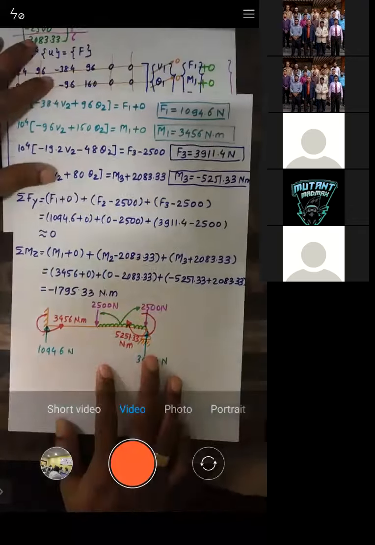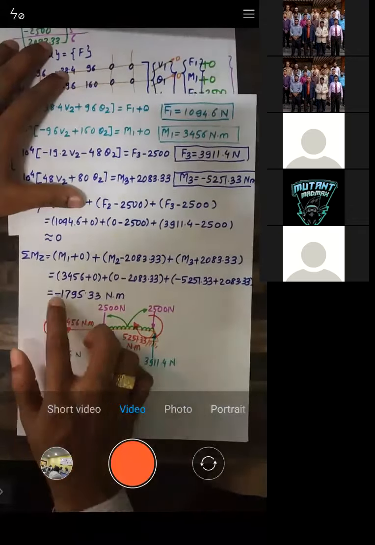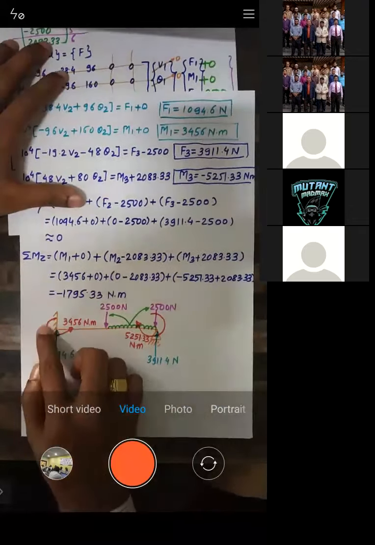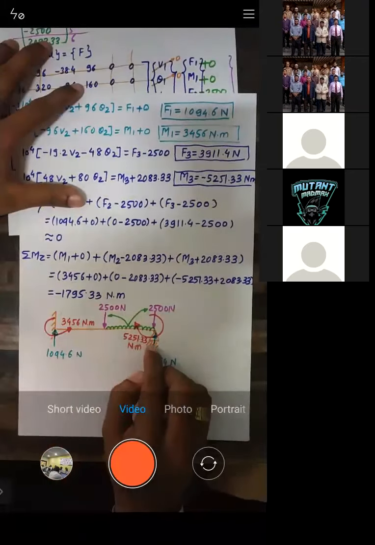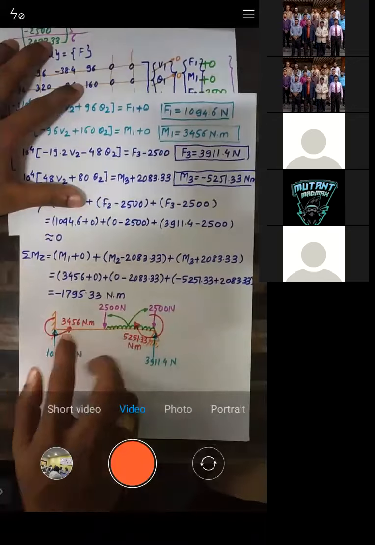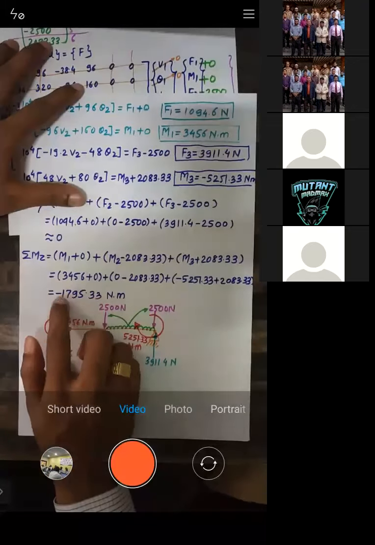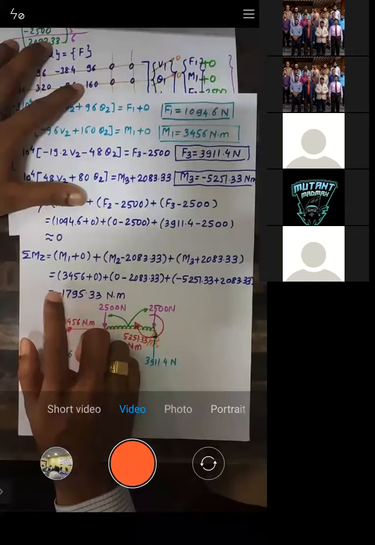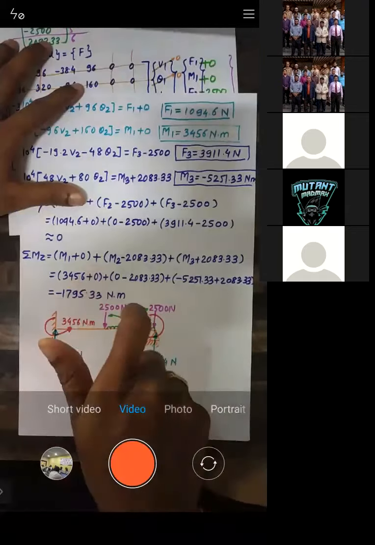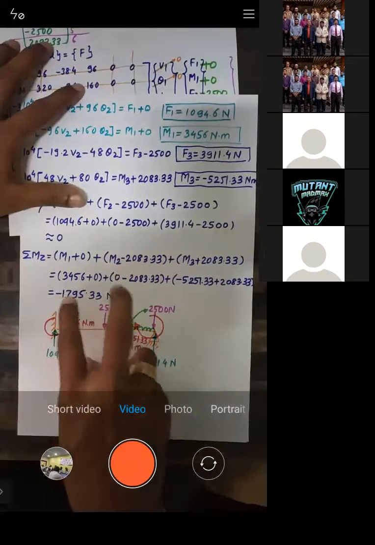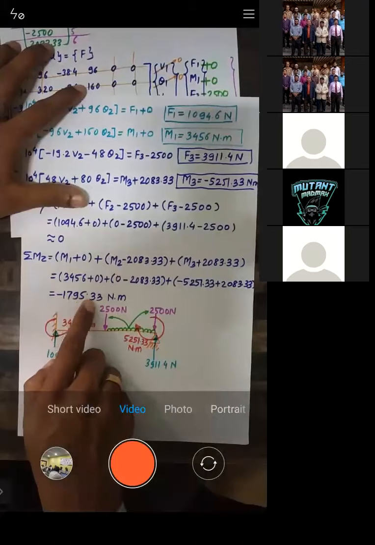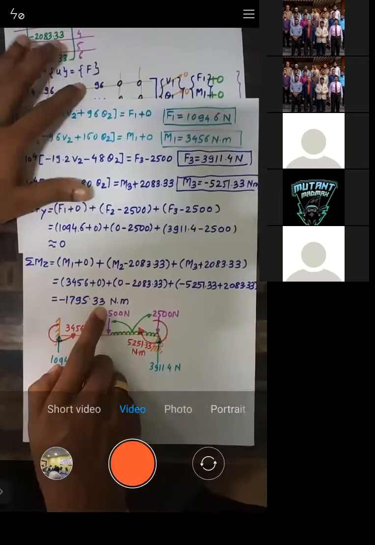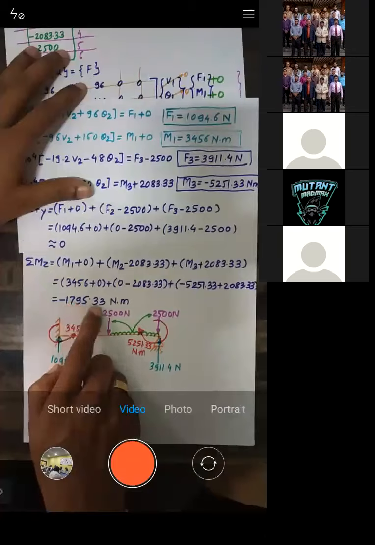Now see, if we need to balance this system, there is an unbalance. In anti-clockwise, 3, 4, 5, 6. In clockwise, this is 5251.33. So if we take their addition, it will come as 1795.33. Which direction is it in? It is in minus sign. Minus sign means it will be in clockwise direction. So there is an unbalance of 1795.33 movement. So this much movement is unbalanced.